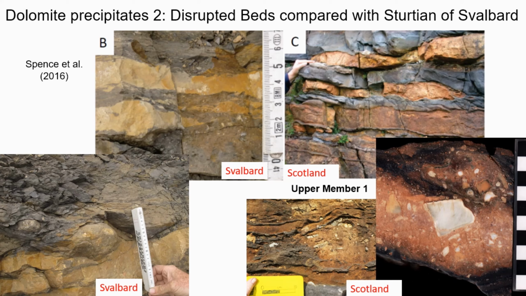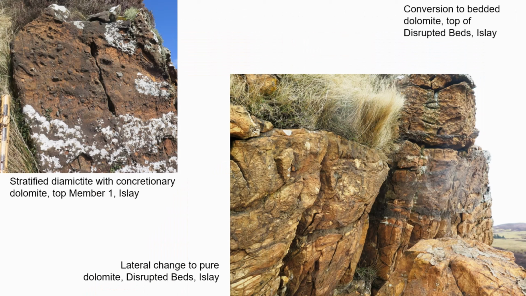In the disrupted beds, the concretions tend to develop around dolomite breccias, which represent debris flows down a slope from a glacier grounding line. Sturtian diamictites in Svalbard, shown on the left, show morphologically similar concretions. In both cases, the concretionary dolomite is iron-rich, and you can see a contrast with the iron-poor dolomite clast in the lower right photo. Such concretions occur in diamictites in Scotland too.